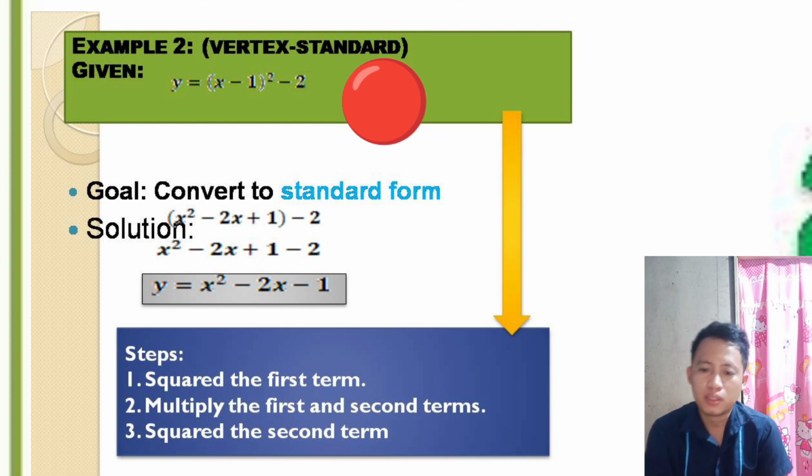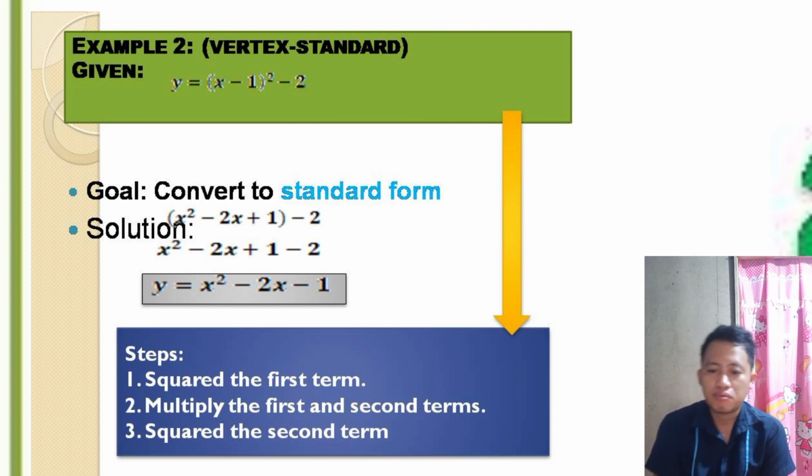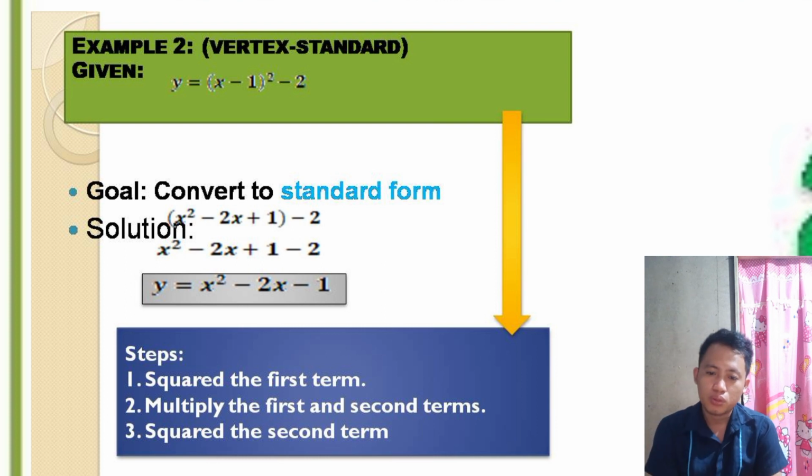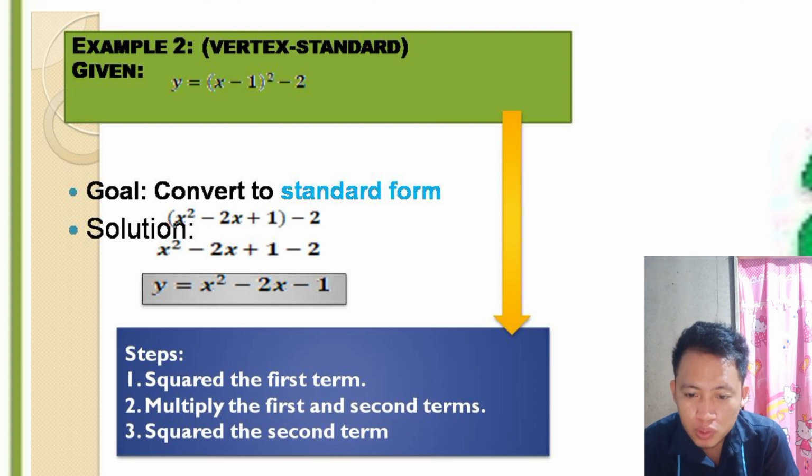Then, write open and close parentheses. Then, copy lang si minus 2. This one, remove the parentheses, magiging x squared minus 2x plus 1 minus 2. Then, combining like terms. X squared, since walang kapareho si x squared, bring down lang. Then, minus 2x, wala nang kapareho. Bring down lang si minus 2x kasi walang kapareho. Then, what is plus 1 minus 2 or positive 1 minus 2? 1 minus 2, we have negative 1. So this is now our final answer.